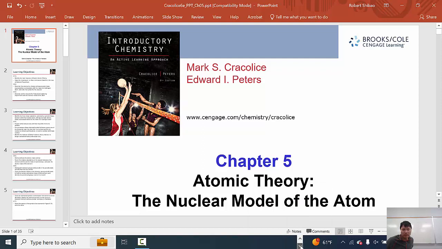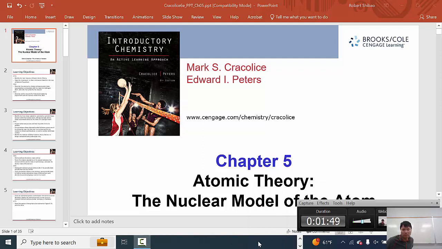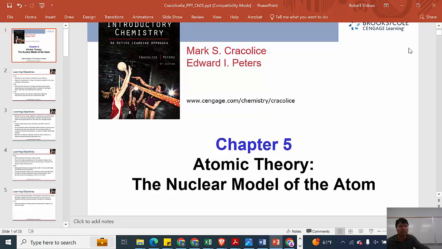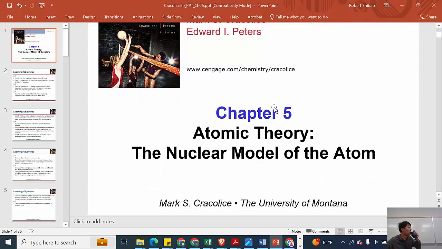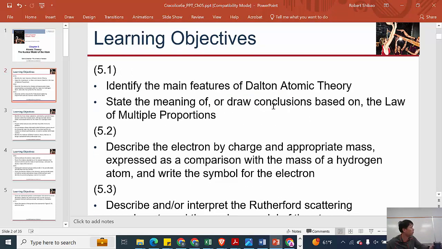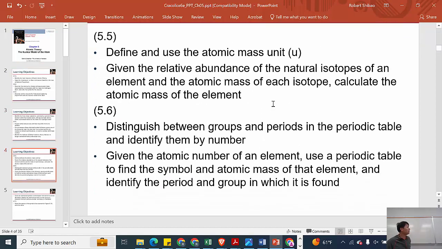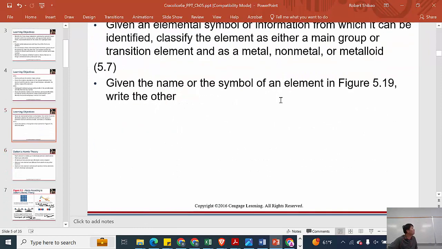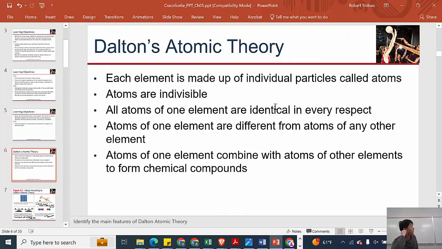So let's go to chapter 5 here, which deals with atomic theory. We're going to talk about atomic theory over multiple chapters, so this is just the start. So these are the learning objectives. I'm just going to go straight to section 5.1, which deals with Dalton's atomic theory. So these are the basic components of Dalton's atomic theory.